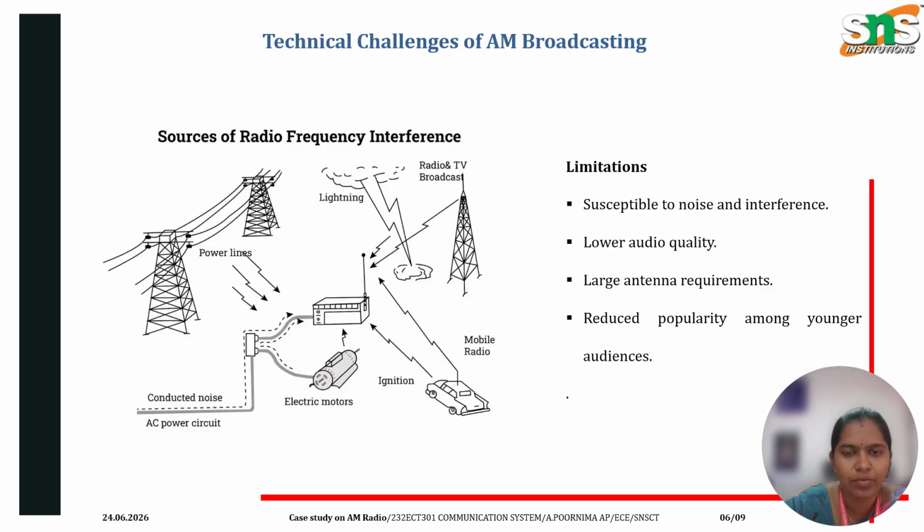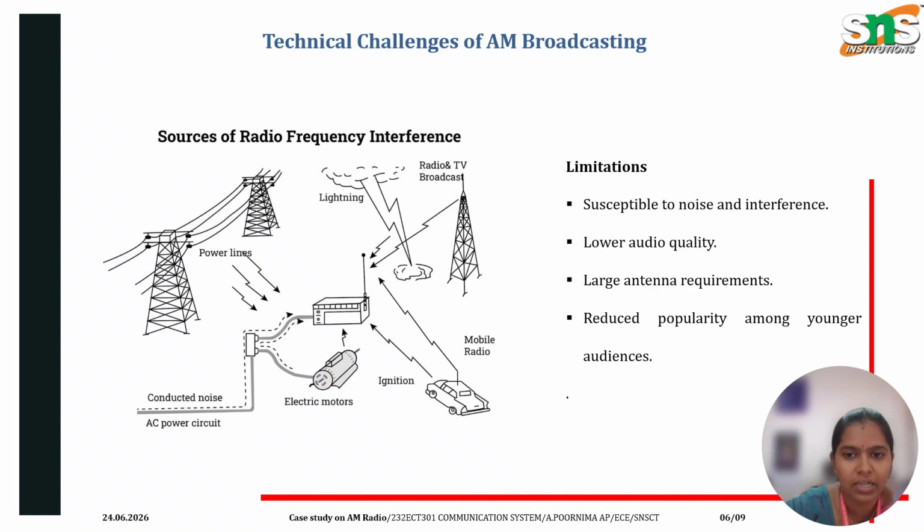And technical challenges of AM broadcasting. So, as we know that AM carries the message in the amplitude portion, it can easily get affected by noise. We know that noise is nothing but an unwanted signal that is surrounding us in the environment. That could be power lines, lightning effects, other radio signals or mobile signals, or electric motor sounds. So these are the noise that may easily affect our message that is present in the amplitude portion of the AM signal.